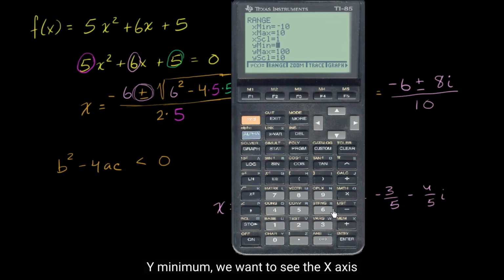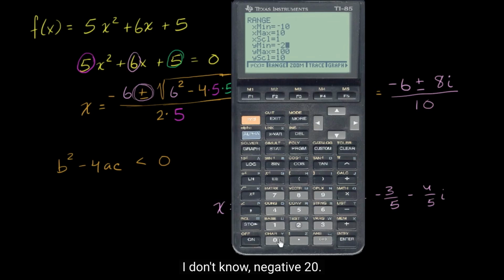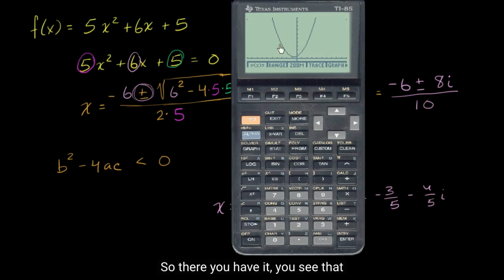Y minimum. Well, we want to see the x-axis to make sure it doesn't cross it. So let's go negative, I don't know, negative 20. And now let's graph this. I'm hoping that I've actually captured it, and I have. So there you have it. You see that this thing does not intersect the x-axis.